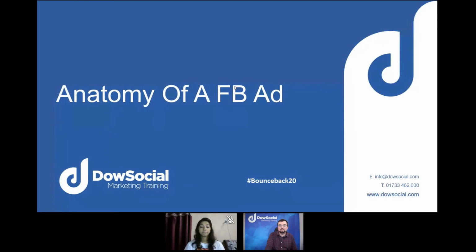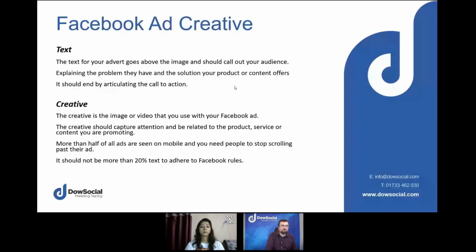So when we're running our ads, essentially we've got a few different pieces. We've got the text that goes above the image, and we believe it should call out your audience, make it clear who you're targeting, explain the problem they have and the solution that your content offers. This is direct response. And then it should end with a call to action. The creative is the image. Now this is important. You never want to have more than 20% text in the image, if any at all, because your ad will perform worse on Facebook if it has more than 20% text, because Facebook's belief, as far as I'm aware, is that it takes away from the core message. It's harder for them to review, and it also graphically doesn't look as good if you've got an image with lots of text crammed into it.